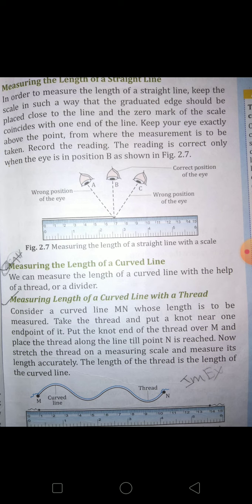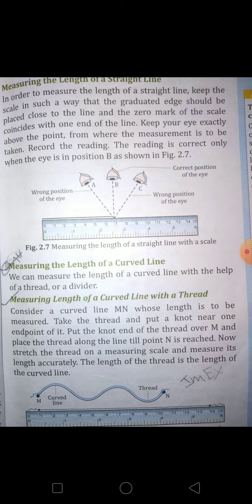Consider a curved line MN whose length is to be measured. By using a scale, you cannot measure it directly. Take a thread and put a knot near one end of it. Put the knot end of the thread over M. Place the thread along the line till the point N is reached. Okay children, here you can see the blue colored line is the thread and the black colored one is your line. So you put the thread in such a way that one end is at the point M and the other end is at the point N, and you have to place the thread along the line.